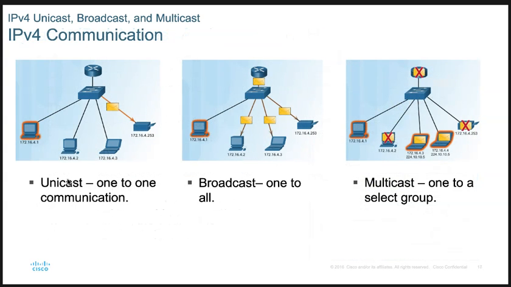Now, we talked about this subject before, and in this part we'll talk about how computers communicate in a network. We say there are three ways. One is that a computer can talk to another computer using a unicast, computer to computer.